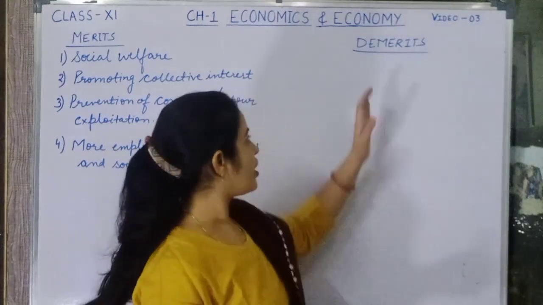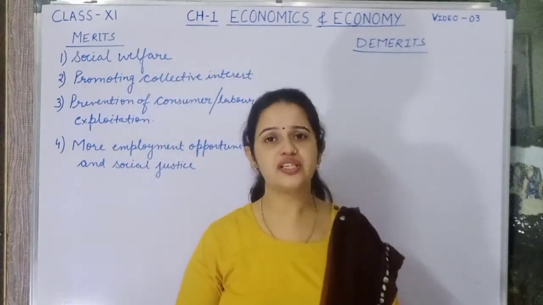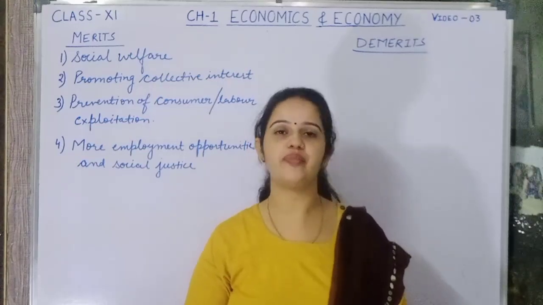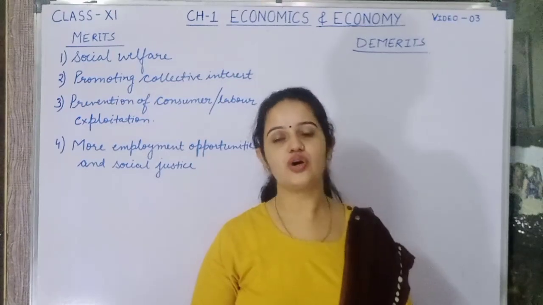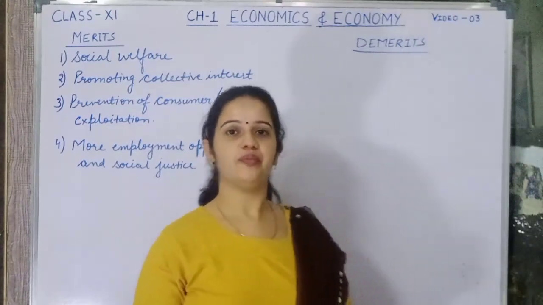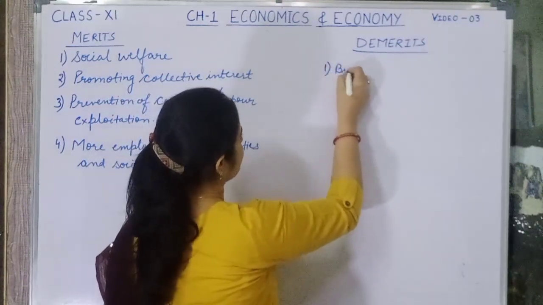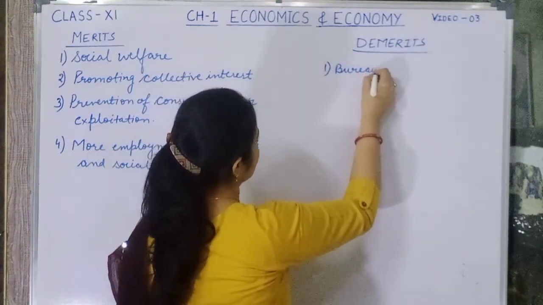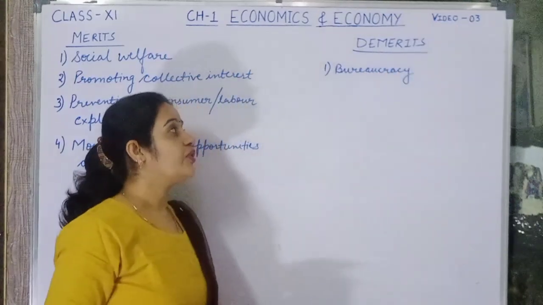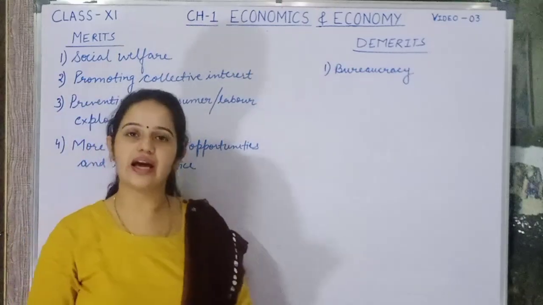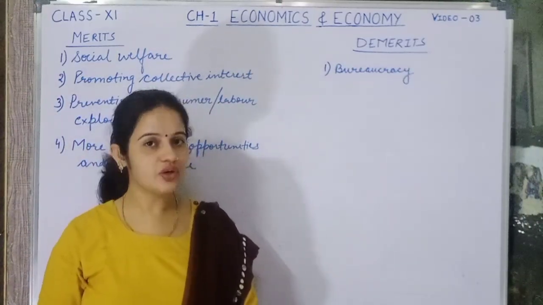Now let me talk about some demerits of socialist economy. Students, socialist economy is not practically possible in the present world. So, the first drawback of this economy is bureaucracy. Bureaucracy basically means corruption. And we know that corruption is there in socialist economy.